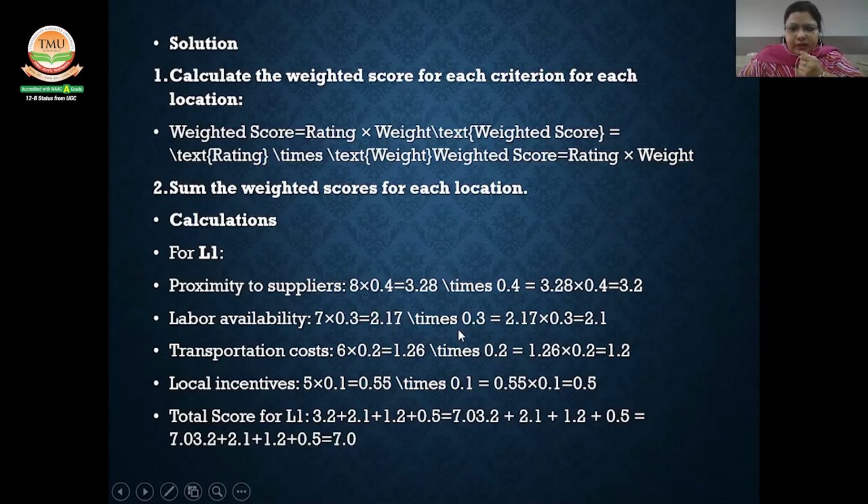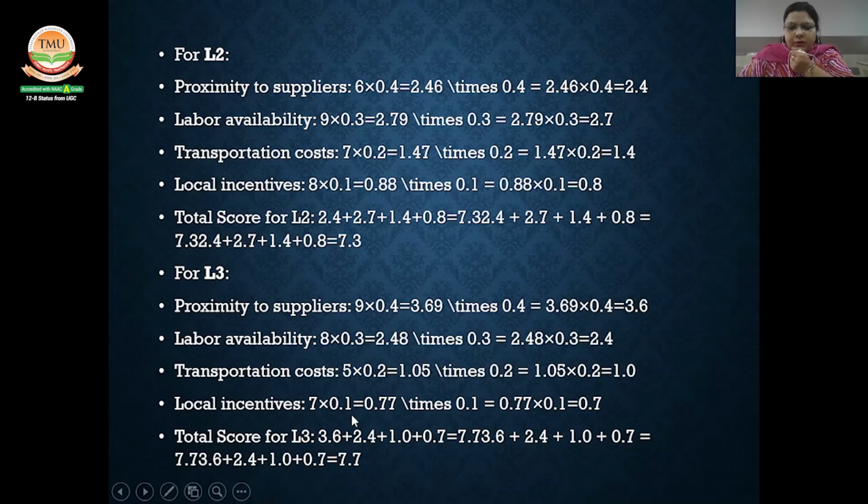And another way of the solution is 0.4 multiplied by 8, so we will find 3.2. 0.3 multiplied by 7, so we will find 2.1. Here we will calculate 0.2 multiplied by 6, so it is 1.2. 0.5 is multiplied by 0.1, so we will find the overall score is 7. As per location 1, we will do the same for location 2 and location 3.